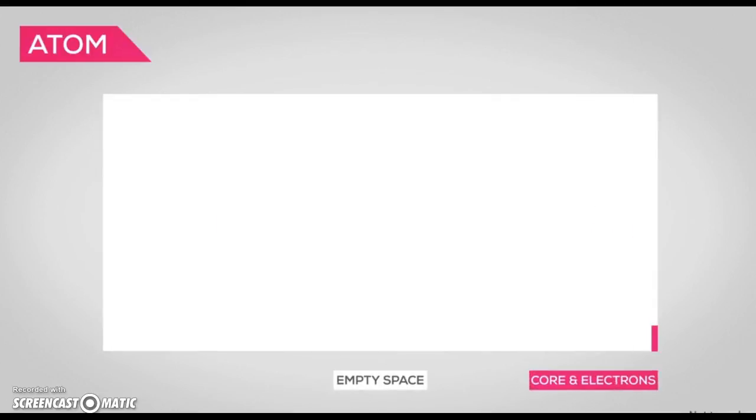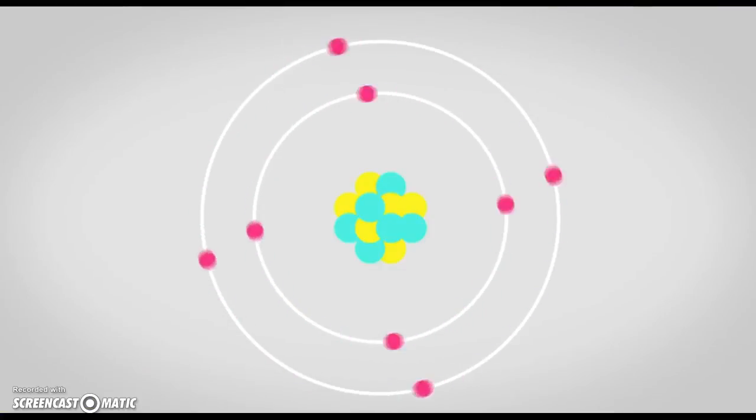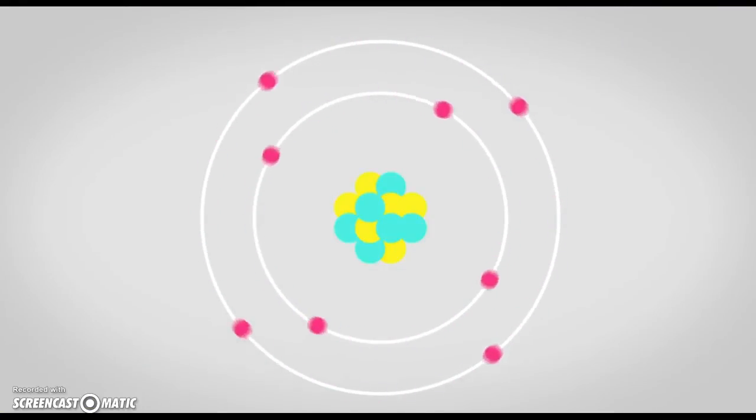99.99999999999% of an atom's volume is just empty space, except that it isn't. What we perceive as emptiness is actually a space filled by quantum fluctuations, fields that have potential energy and build and dissolve spontaneously. These fluctuations have a fundamental impact on how charged particles interact, but that's a topic for another video. How much space do the core and electrons actually fill?